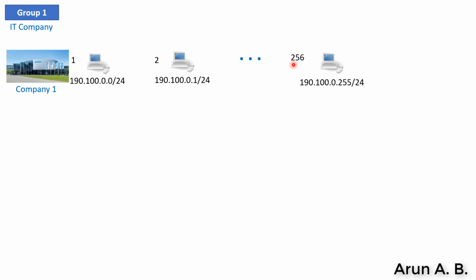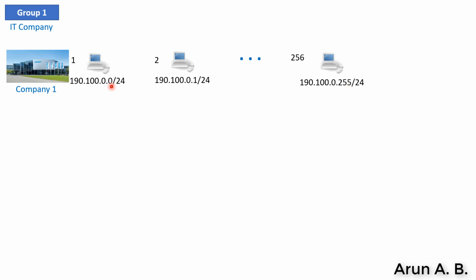Now let us assign IP addresses for group 1. So let us start with company 1. In company 1, the first system will be assigned the IP address of 190.100.0.0. Then /24 indicates that there are 24 network bits and 8 bits are required for host. So the second one will be assigned 0.1. As we go on assigning IP addresses, finally the 256th will be assigned 0.255.